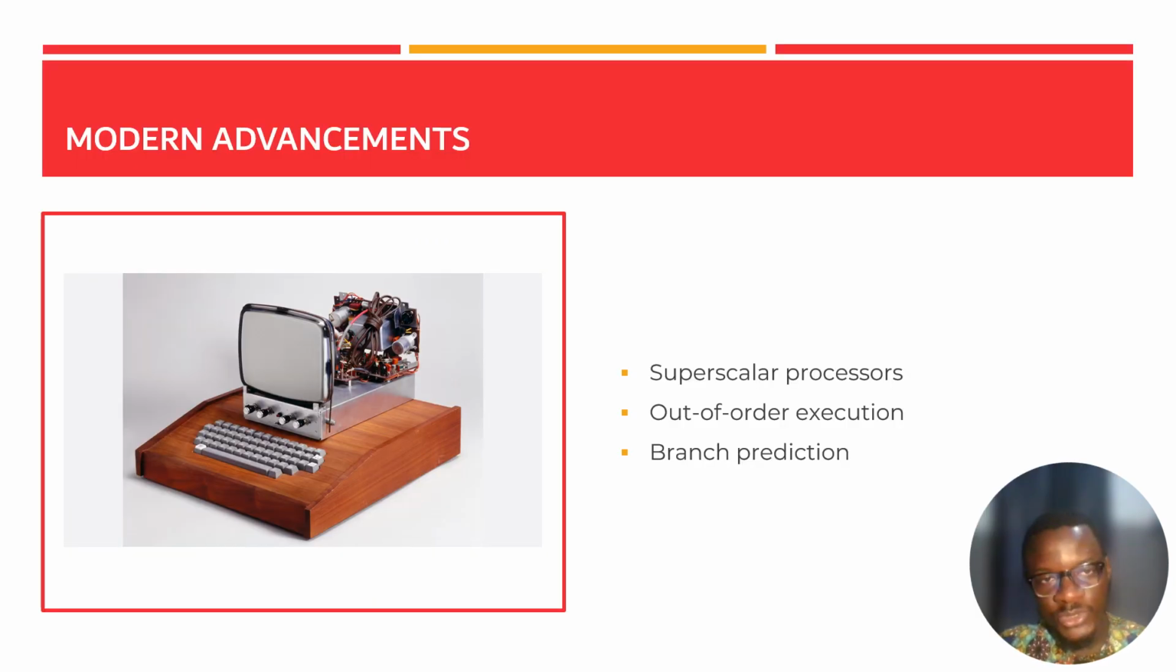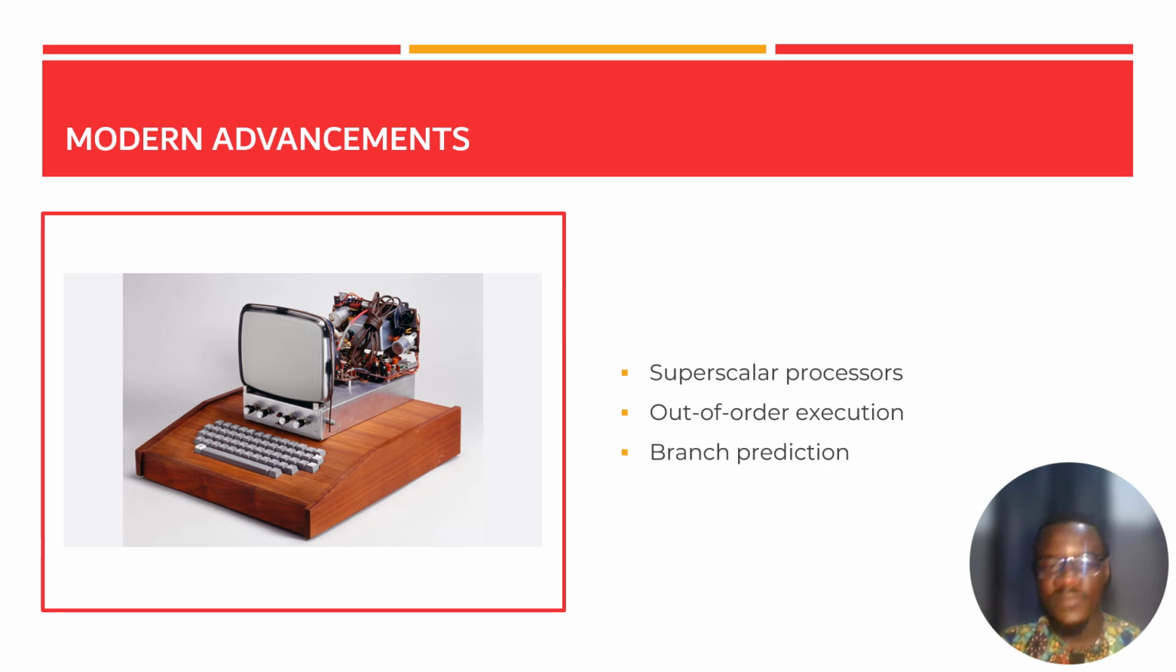We have modern processor advancements. Modern processors use advanced techniques to improve performance. They have superscalar processors, which can execute multiple instructions simultaneously. They have out-of-order execution, which allows instructions to be executed as soon as their operands are ready, rather than in strict program order. So instead of program order, any one that is ready is executed. So that is out-of-order execution.